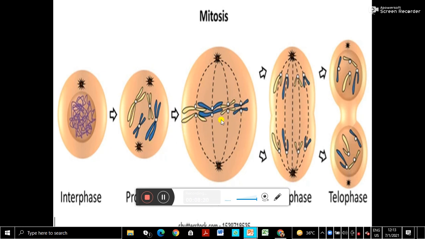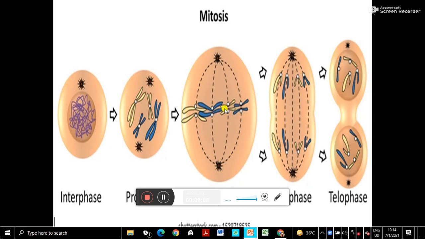Then comes the second phase, metaphase. In metaphase, what happens? There is one significant change: all these chromosomes, which are scattered in prophase, now move to the equator of the cell. The central portion of the cell is called the equator. So the chromosomes move to the equator of the cell, and you can see the centriole gives rise to these thread-like structures. These structures are called the spindle fibers. Okay, so the spindle fibers are holding the chromosomes.